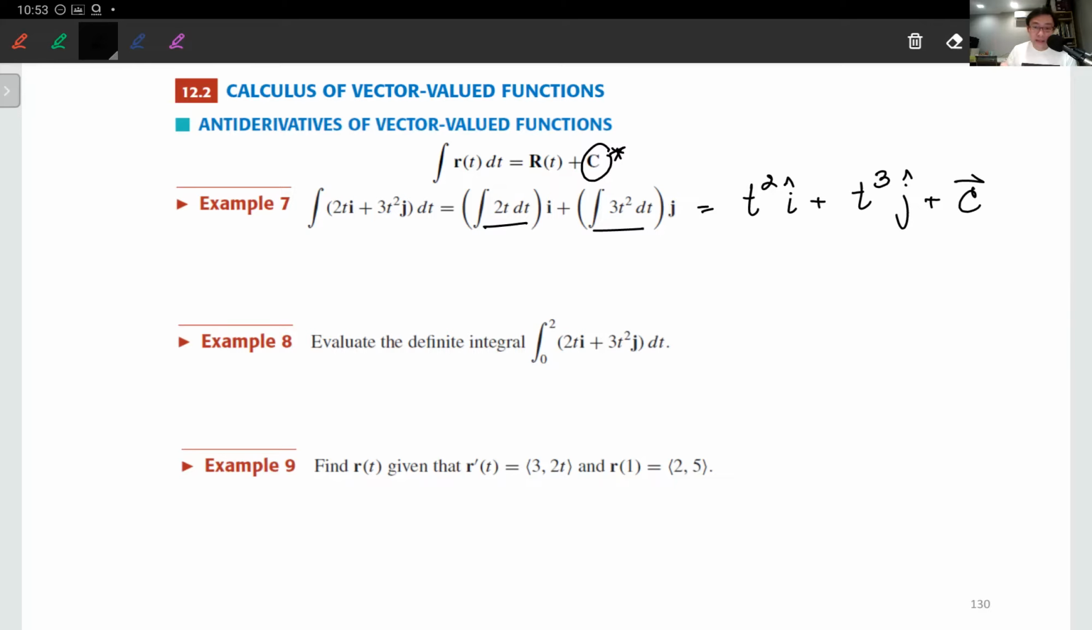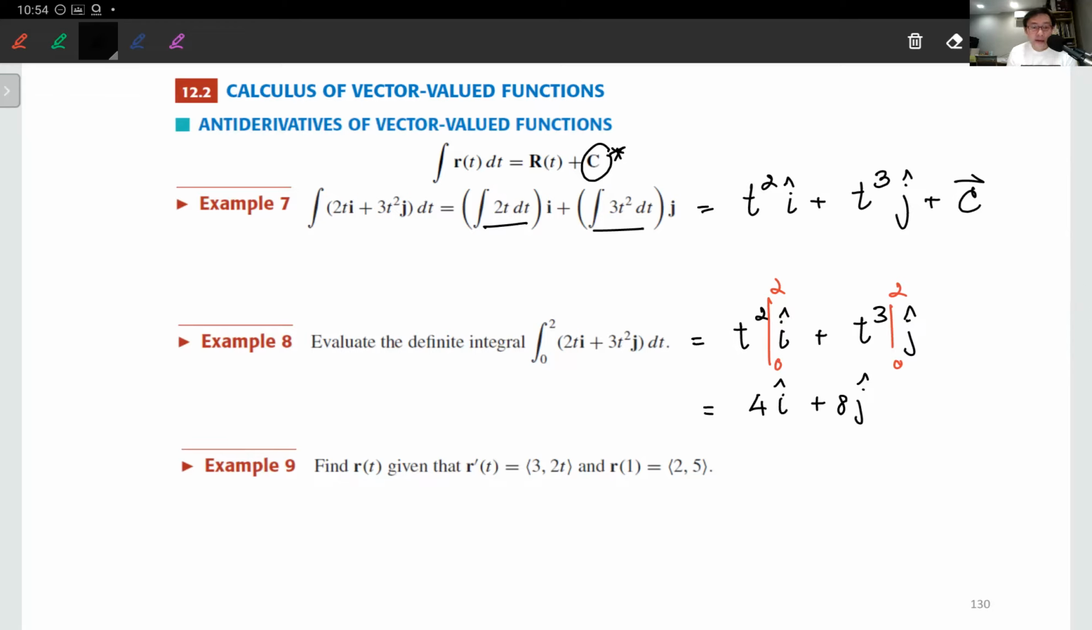Okay, try again. Example 8. If you have a definite integral, that's even easier. And actually, this is exactly the same function as example 7. So actually, I can say it is t squared i plus t cubed j. But then I just have to do it with the limits of integration. So I just put them there. There you go. So with the definite integral, you don't need that arbitrary constant anymore. And that gives you 4i plus 8j. Pretty good.